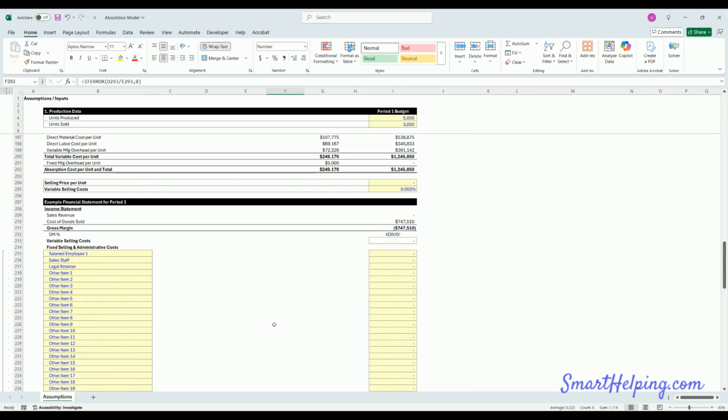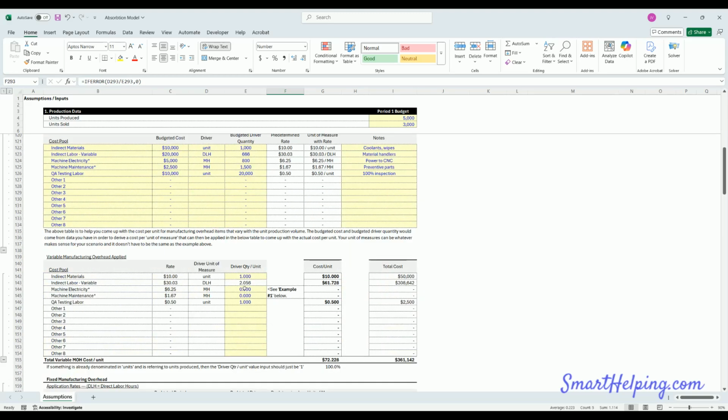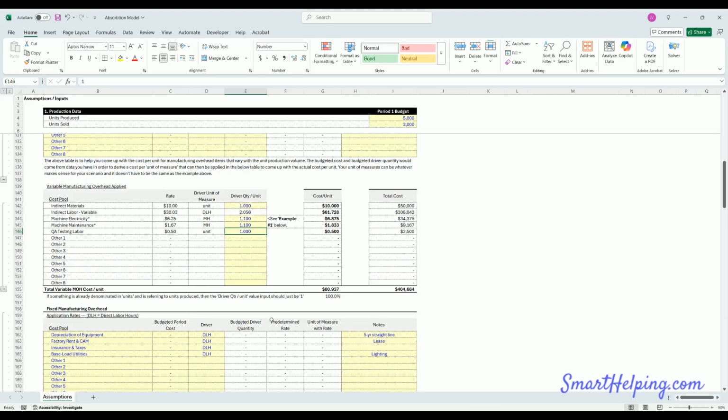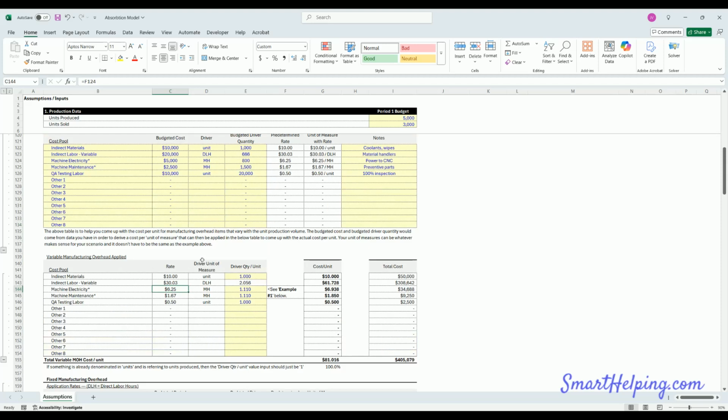So we go up here, put 1.1, was it 1.1 or 1? 1.11 actually. Okay, so there you now have your total cost per machine hours per unit. So it's costing you $6.90 per unit produced in electricity and $1.80 for maintenance per unit.